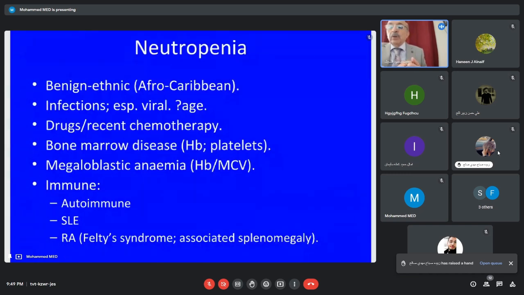Bone marrow sometimes is needed. Make sure to check the B12, because if you remember, I said earlier, B12 deficiency can cause low hemoglobin, low platelets, and low white blood cells. Immune diseases, particularly SLE, can cause this problem, and rheumatoid arthritis as well. Felty's syndrome, which is rheumatoid arthritis associated with splenomegaly, and the white cell count may go down in this particular condition.